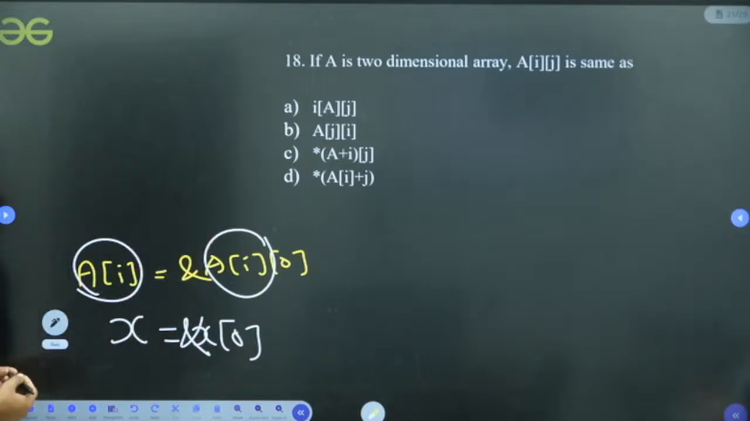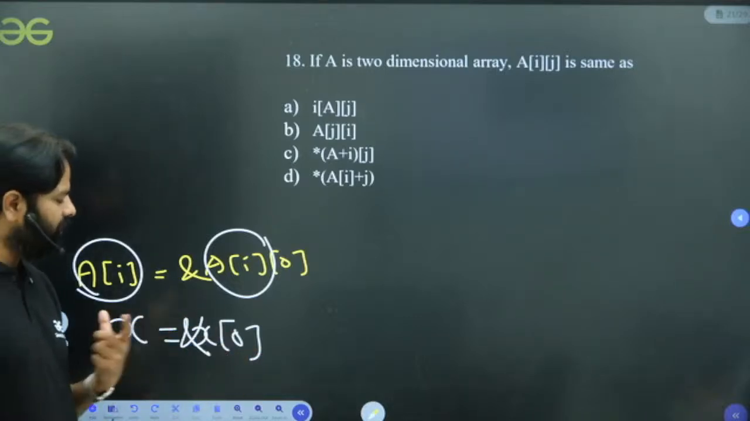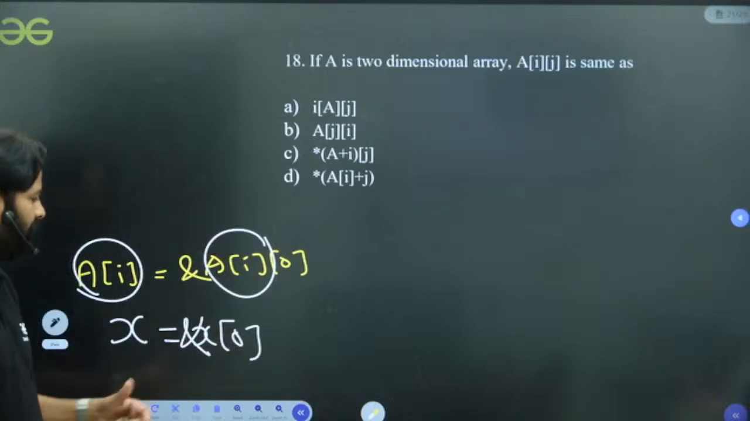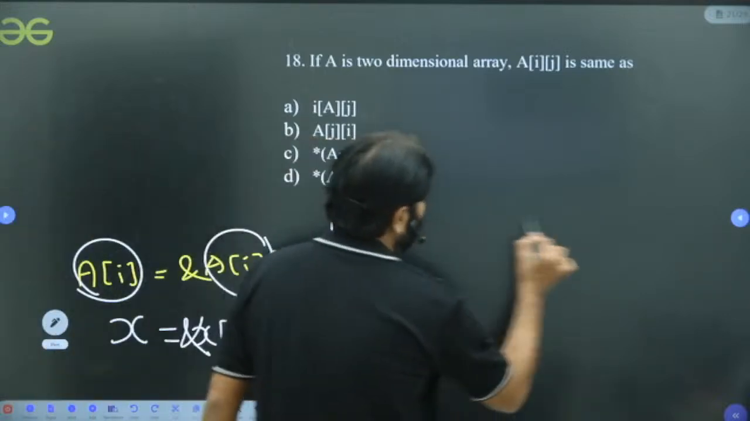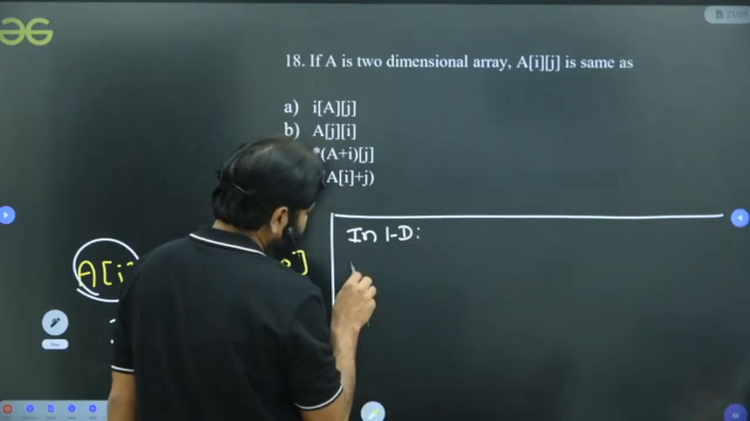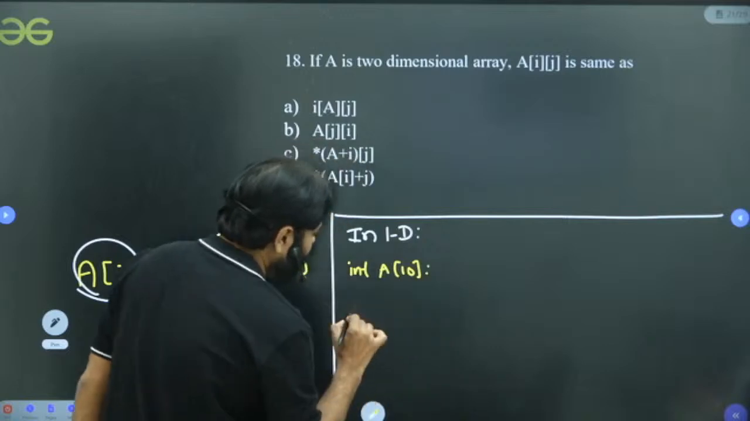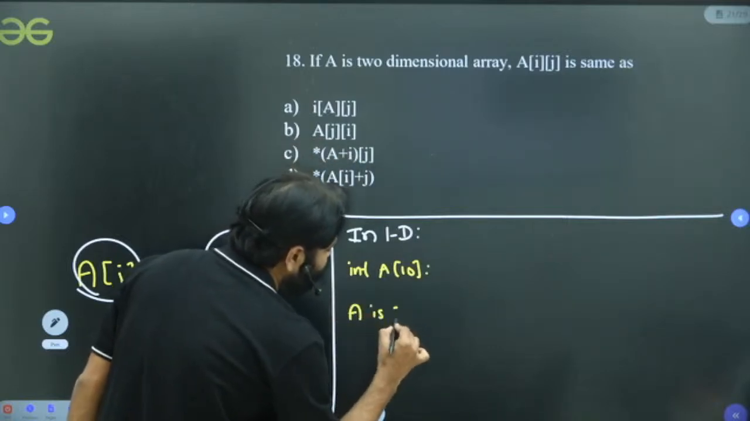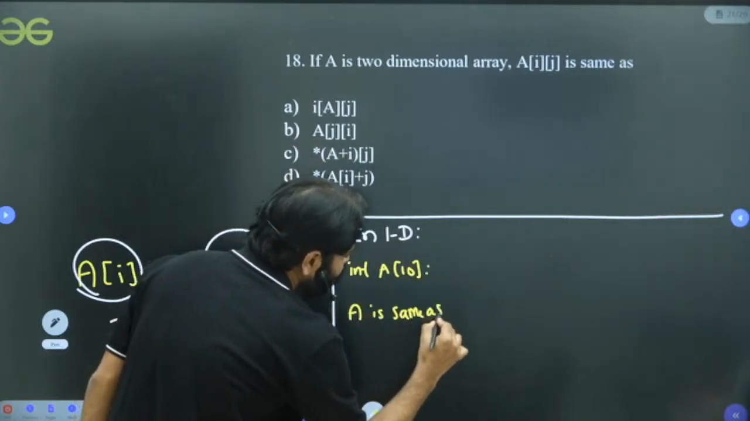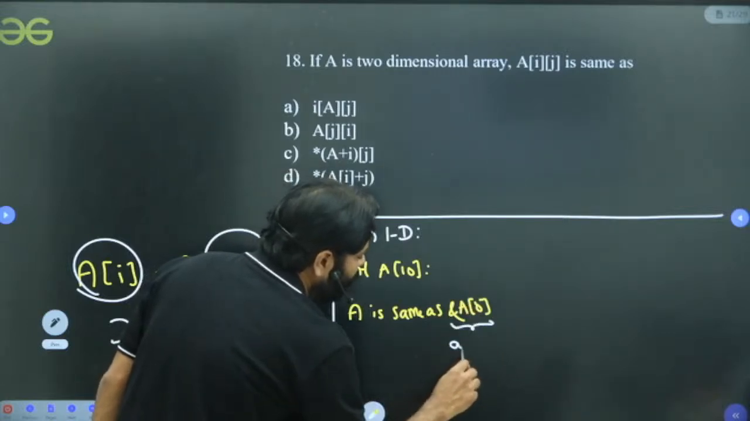In 1D, 2D, what do you do, right? x represents address of x of 0, doesn't matter whether it is an element or row or table. In 1D, I explained clearly, if you declare int a of, let's say, 10, a is same as address of a of 0 everywhere, but this represents the address of an element.